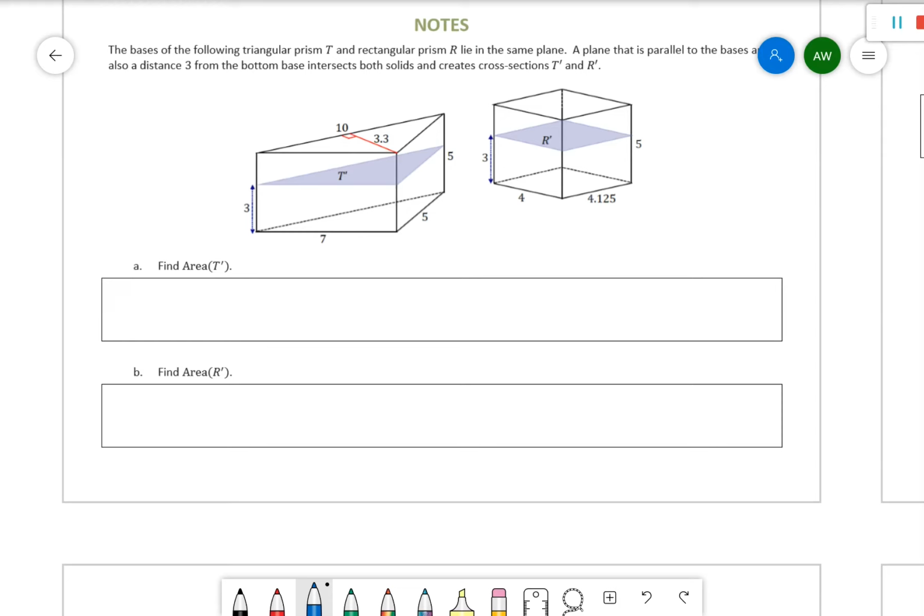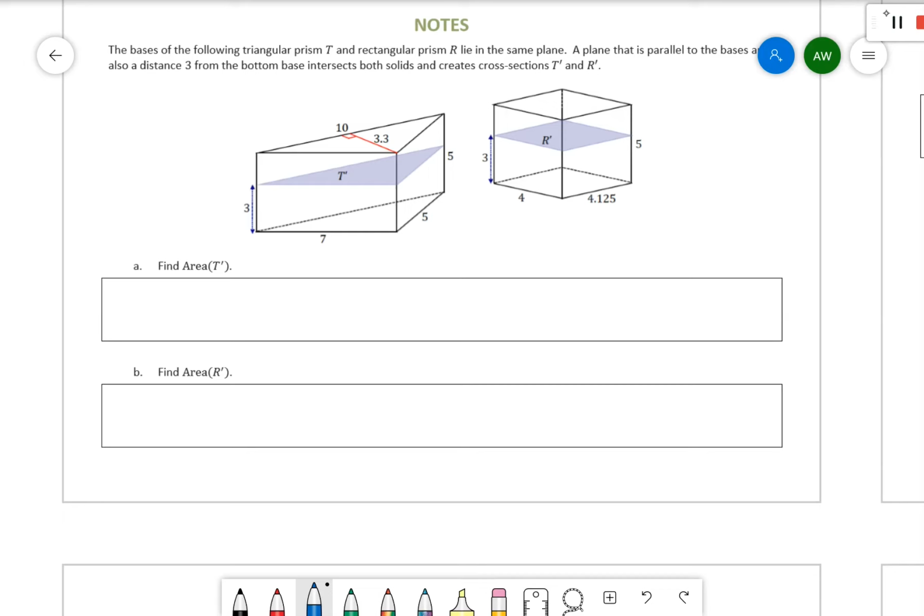A plane that is parallel to the bases and also a distance 3 from the bottom base intersects both solids and creates cross sections T prime and R prime. So what that means is that this blue cross section here and this blue cross section here, both of those cross sections are also at the same level, right? They're 3 above the table. So our first one asks us to find the area of T prime.